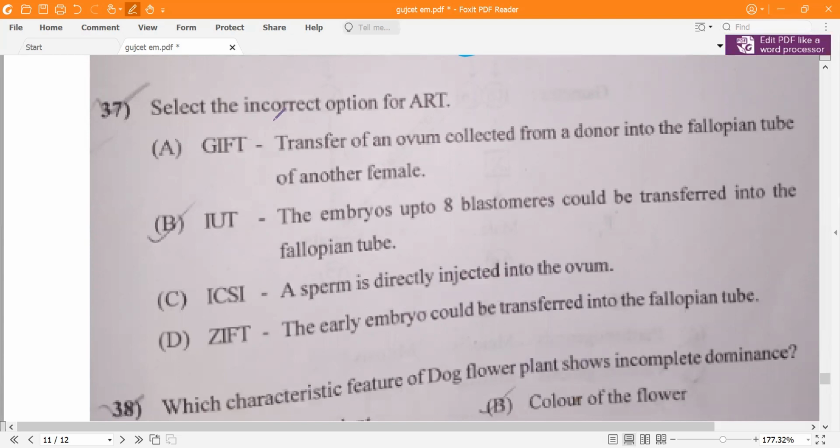So choose the correct option for ART. Now GIFT, you can transfer ova from one to three, yeah, it is correct. IUT, you can transfer up to 8 blastomeres into the uterus. If it is more than 8 blastomeres, then you can go for IUT. So it is incorrect. Directly, it is correct. Early embryo can be transferred into the fallopian tube. So if it is up to 8 blastomeres, you can transfer it. So D will come.